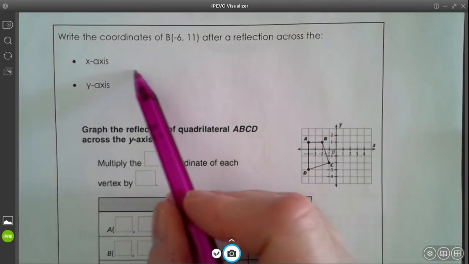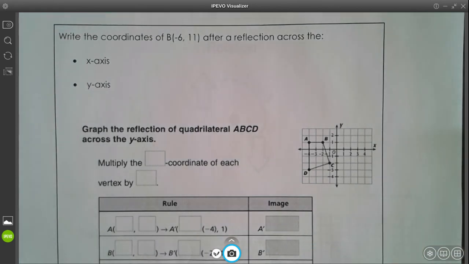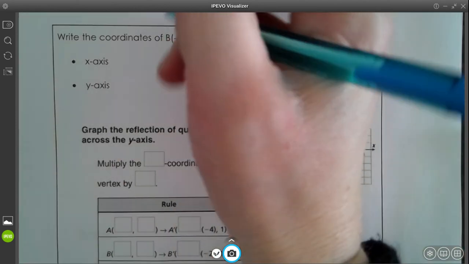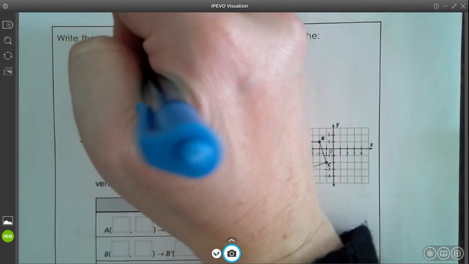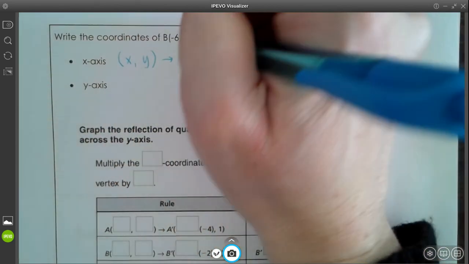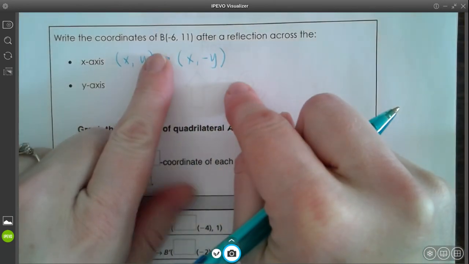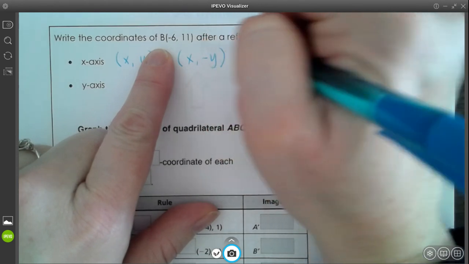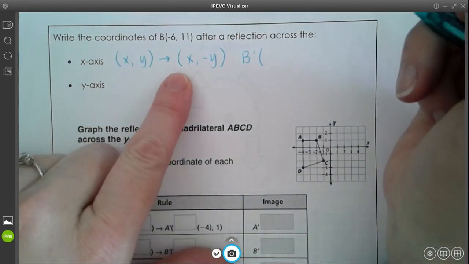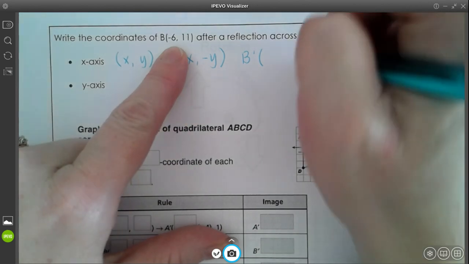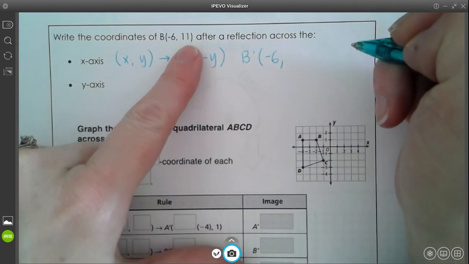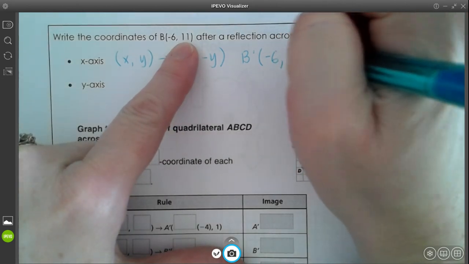Okay, so if we do not have the graph to just move it or reflect it over, we can always use those rules. So the rules for an x-axis reflection, again from the previous page, was we take the x and the y and we map that to x and then opposite of y. So B is going to become B prime. So for an x-axis reflection, again, we're going to keep the x coordinate the same, which is -6, and we're just going to change the y coordinate to the opposite, which is going to be a -11.